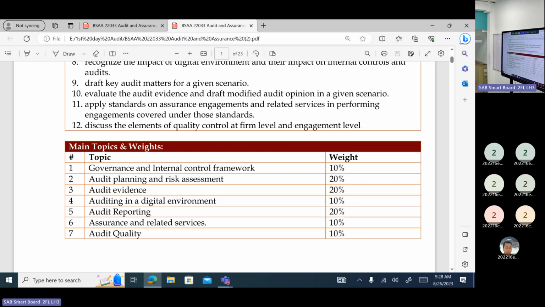Audit and assurance. We say audit firms; we are not saying assurance firms. We are going to audit firms, right? So what is the difference between audit and assurance?